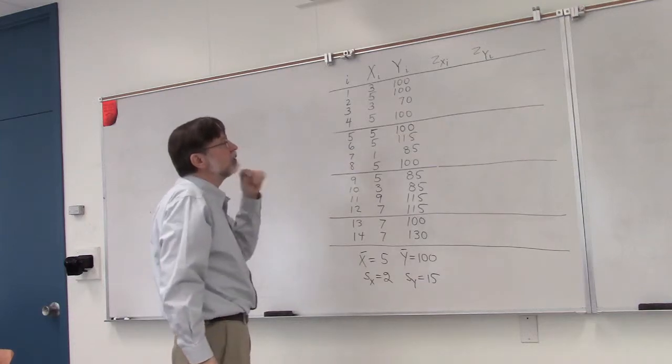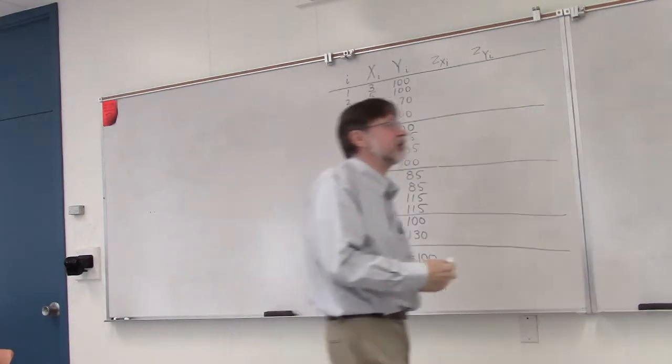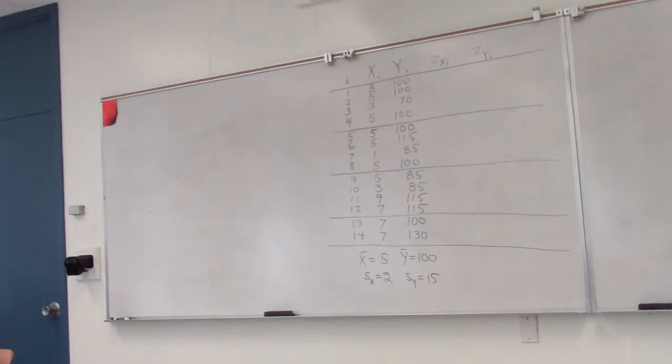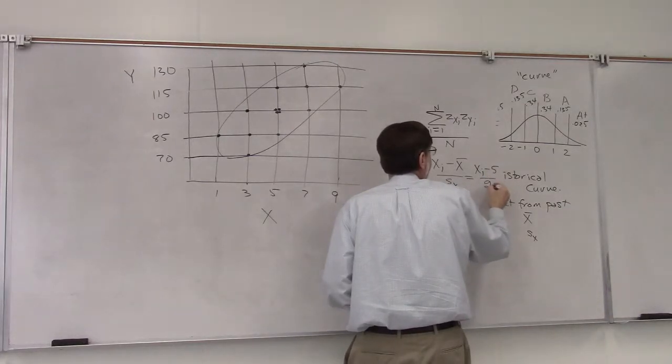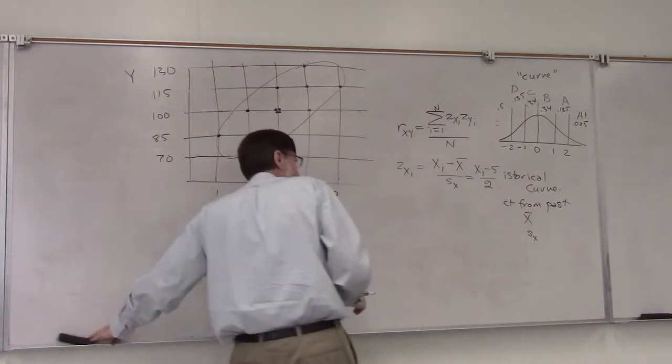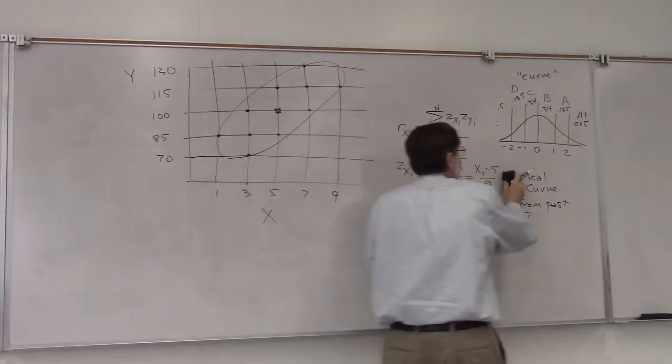So in order to convert them to z-scores, we need the equation for the z-score. The z-score for x is equal to x sub i minus x bar divided by s sub x. And in the case of x, that's x sub i minus 5 divided by 2. Why 5 and 2?